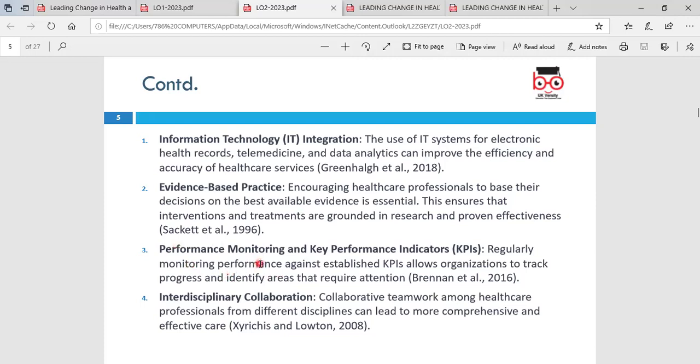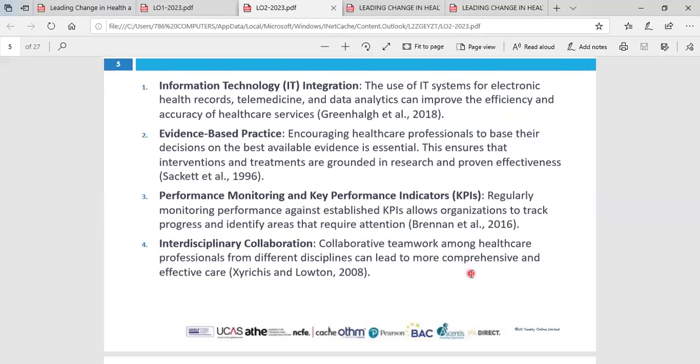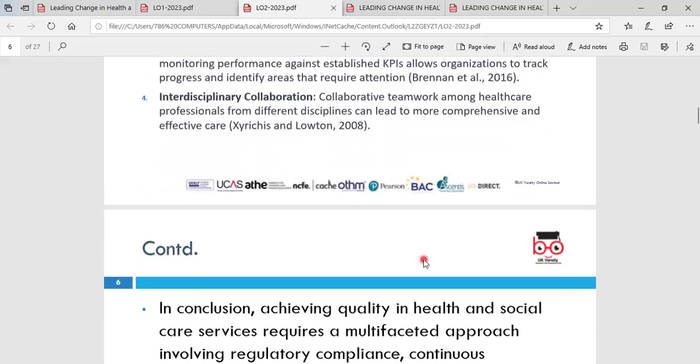So performance monitoring and key performance indicators, KPI, these regularly monitor the performance. So you have certain indicators that are there. These allow organizations to track progress and identify the areas that require attention. So all the gaps are then identified, and every organization has their own key performance indicators, based on whatever their quality standards are. So you'll be assessing these against certain yardsticks. Then interdisciplinary collaboration, obviously different stakeholders that will be collaborating in different ways.